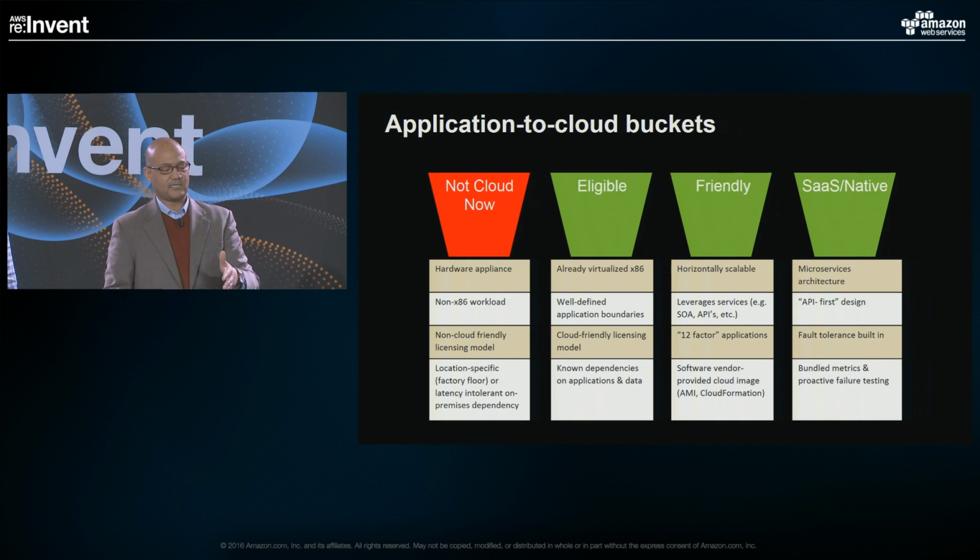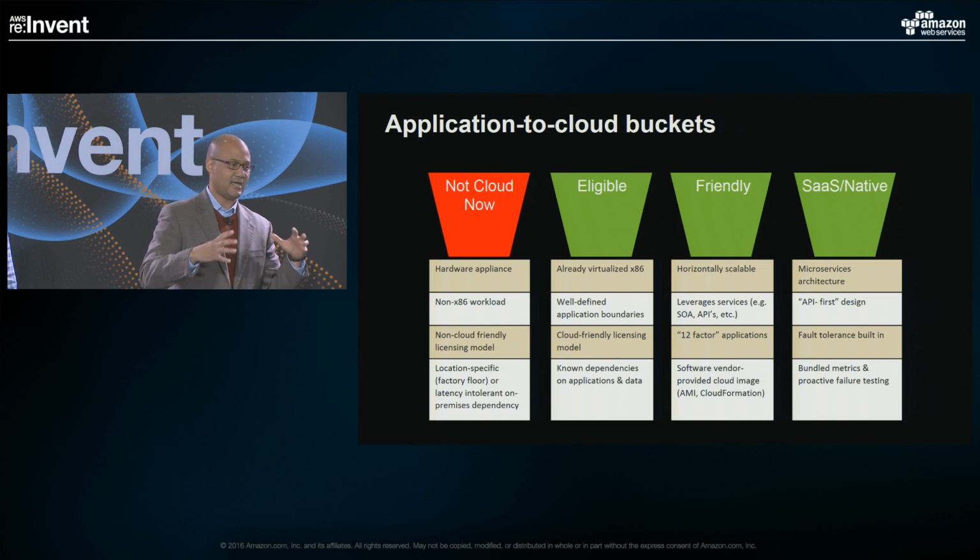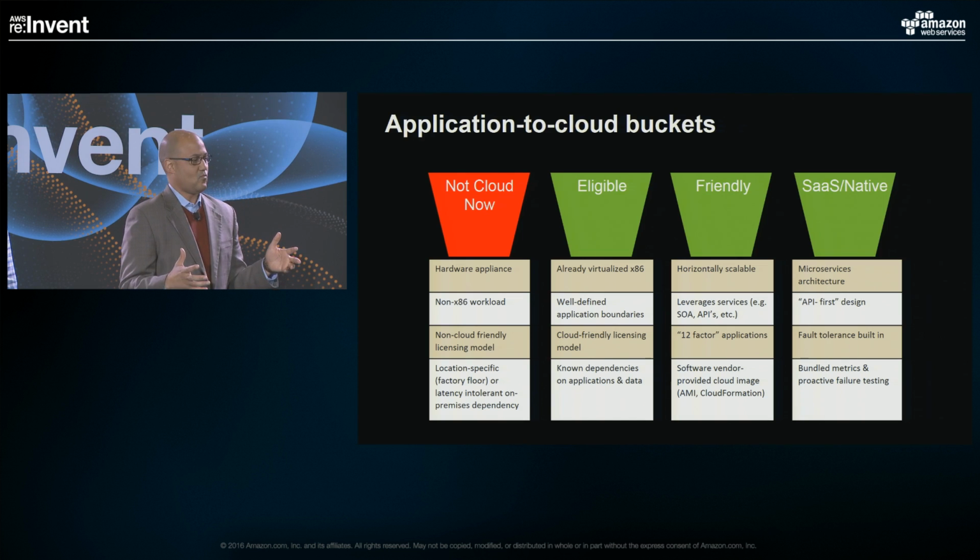But then we flip to the other side and say eligible. Well, these are environments that we classified as running in VMware today, or virtualized today, and if they have a friendly licensing model, meaning that we're not constrained by license of hardware, why can't that run in the cloud? Why can't we move that?